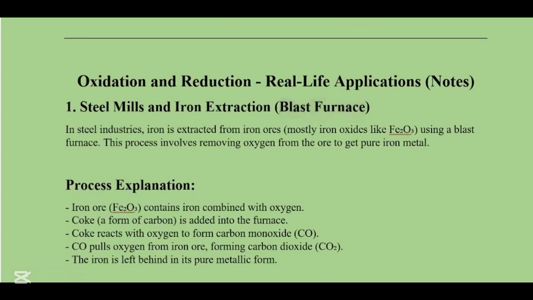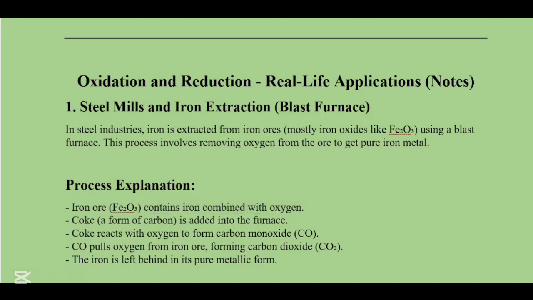In steel industries, iron is extracted from iron ores, mostly iron oxides like Fe2O3, using a blast furnace. This process involves removing the oxygen from the ore to get the pure iron metal. Now let's explain this process a bit. The iron ore is also known as Fe2O3. It contains iron combined with oxygen.